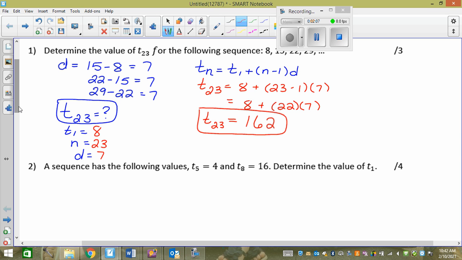The next one says, a sequence has the following values, term 5 and term 8. 1, 2, 3, 4, 5. Term 5 is 4. 6, 7, 8. Term 8 is 16. So I gave you two terms separated, not a series, two terms separated, correct? And they're not the first term. When I do that, we always take a piece of the two terms, right? So we practice. We know.